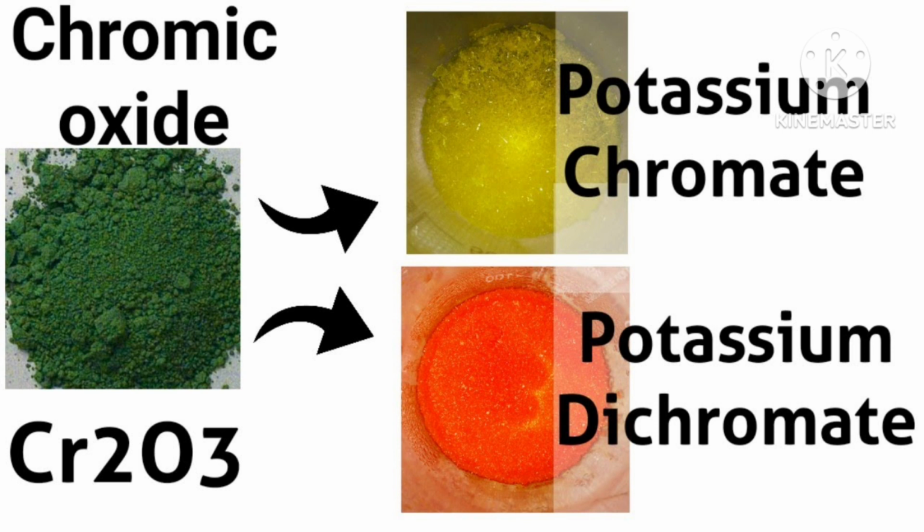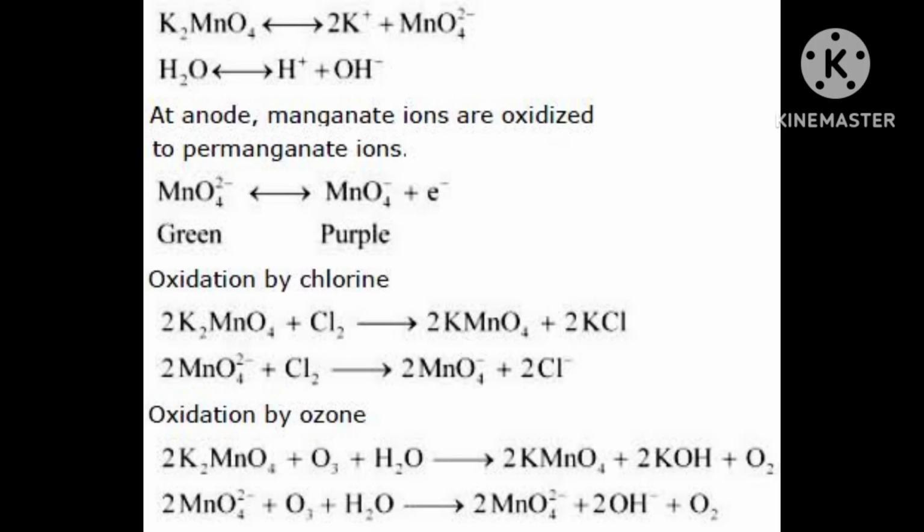Acidified potassium dichromate, what will it do? It will oxidize iodides to iodine, sulfides to sulfur, tin 2+ to tin 4+, and iron 2+ salt to iron 3+. These are 4 reactions where potassium dichromate is used as an oxidizing agent: first iodide to iodine, second sulfide to sulfur, third tin 2+ to tin 4+, and fourth iron 2+ to iron 3+.